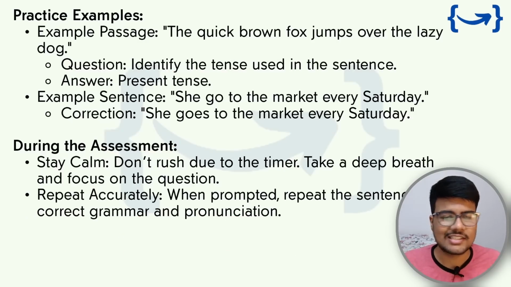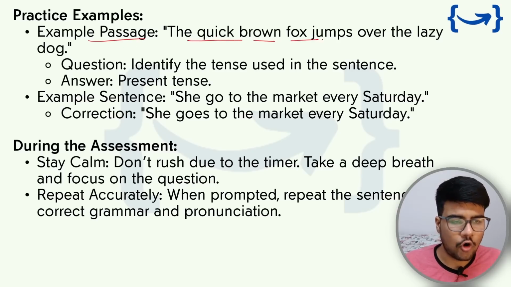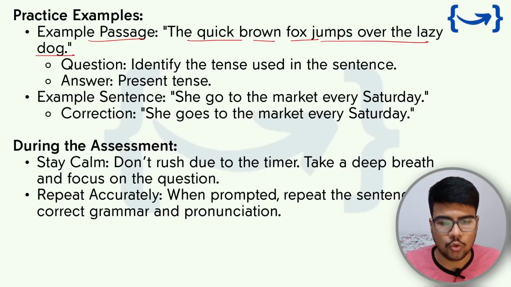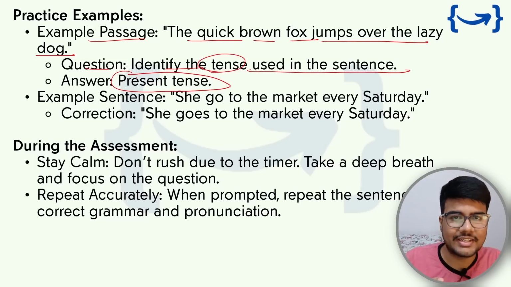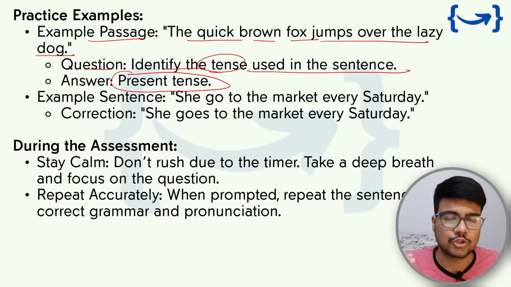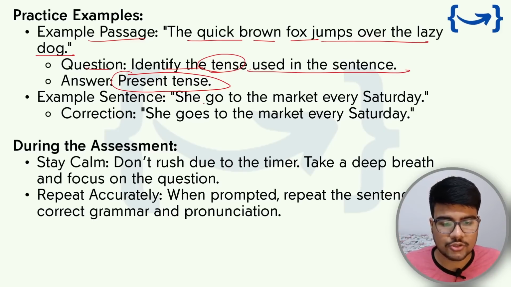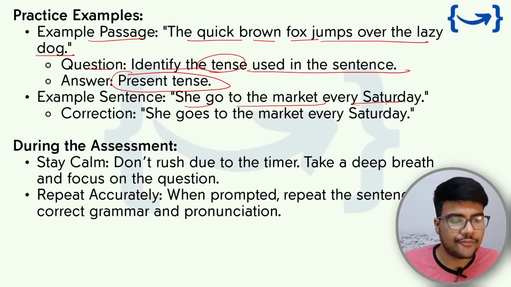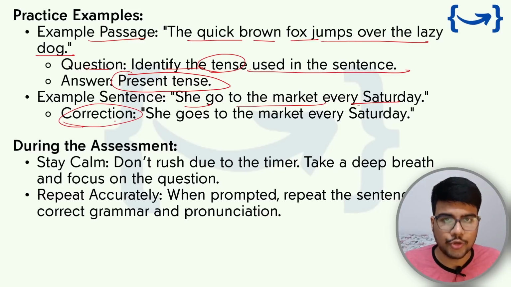Now, let's discuss the practice example. Example passage: the quick brown fox jumps over the lazy dog. Question: identify the tense used in this sentence. The answer is present tense. See how easy it is, but if you are in a hurry, not prompt and not active, then you might click on something else. So be attentive whenever you are listening or reading something. Example sentence: she go to the market every Saturday. The correction you need to make is: she goes to the market every Saturday.